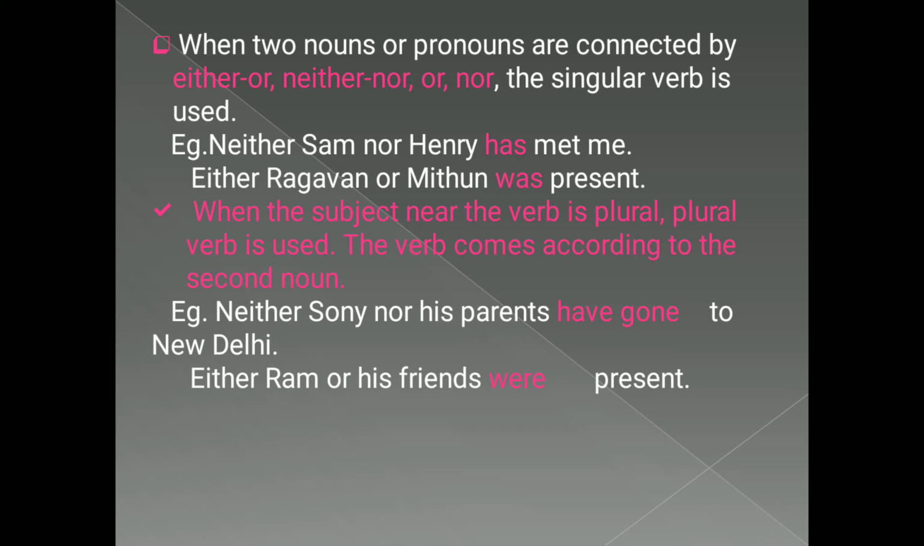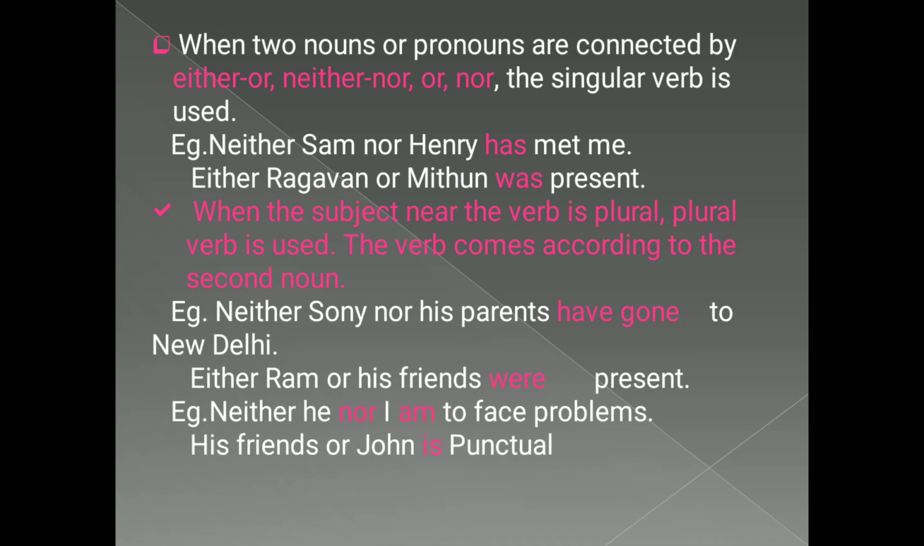Why are we using a plural verb here? Because this sentence has two subjects as well as two nouns. So you have to look at the second noun, that is parents. It is in plural form, so you have to take a plural verb. That is what I mean: the verb comes according to the second noun.